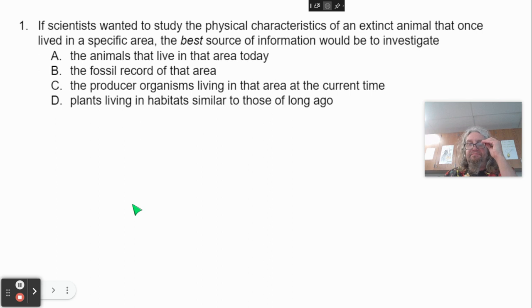Number one. If scientists wanted to study the physical characteristics of an extinct animal who once lived in a specific area, the best source of information would be to investigate A, the animals that live in that area today, B, the fossil record of that area, C, the producer organisms living in that area at the current time, or D, plants living in habitats similar to those of long ago.